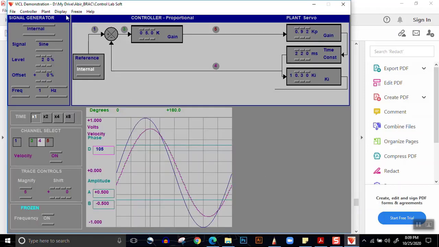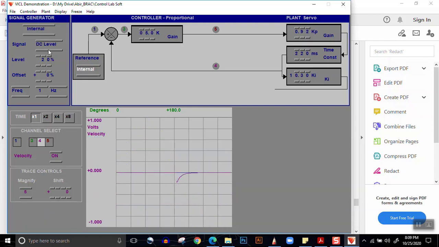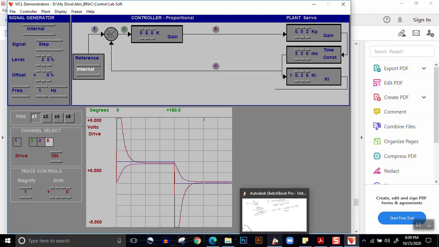Another thing I would like to show you, I'll turn this into a step. Let's not magnify anything, and let's turn drive on. So the thing is, this brownish curve that you see is called drive. What does this drive do? This is very important. What this drive does is, you need to put a signal in order for these things to operate.